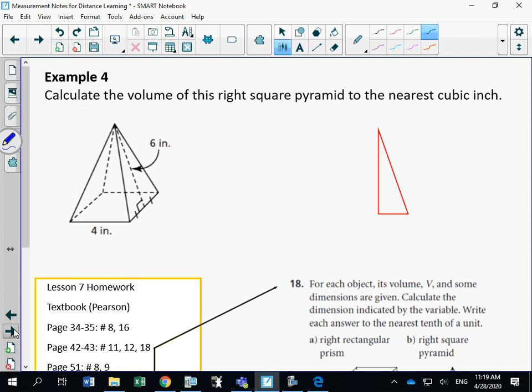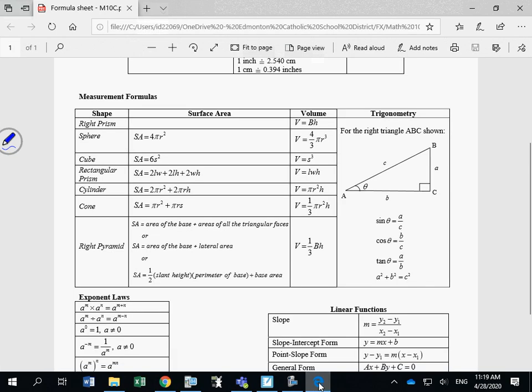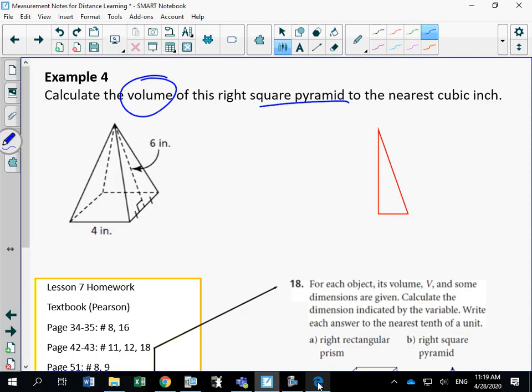Okay, let's look at this last class example. Calculate the volume of this right square pyramid. So they tell me volume and they tell me the shape. So I'm going to go to my formula sheet, and here's my pyramid and its volume. So I need this one here. Volume is equal to 1/3 area of base times height.